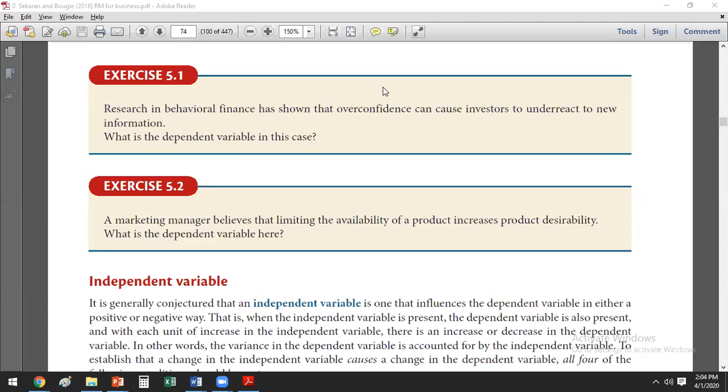And there can be many factors which are affecting the debt to equity, or many factors which are affecting sales, or many factors which are affecting the underreaction of investors. So our main concern is underreaction. Why is there underreaction, why are investors not reacting to the new information? So this is answering the research question, so that the real answer lies in the dependent variable prediction.